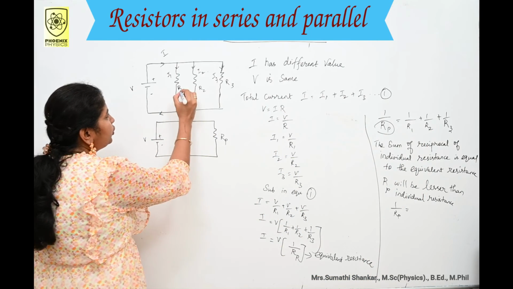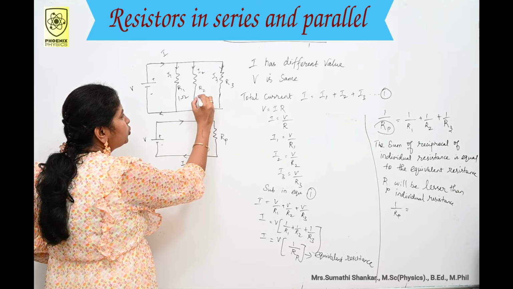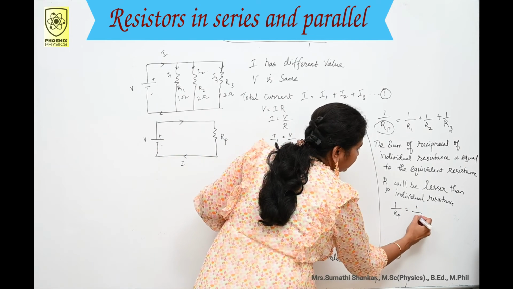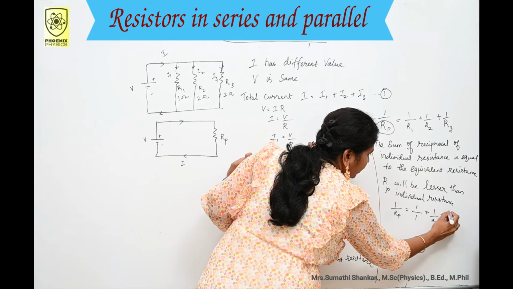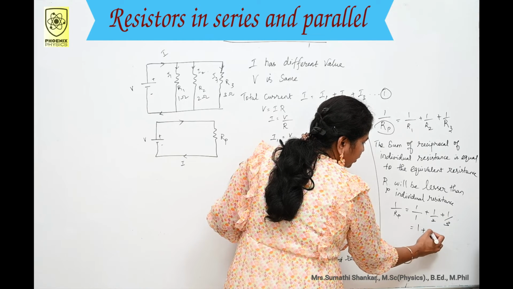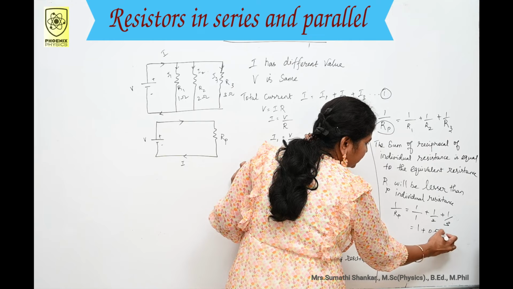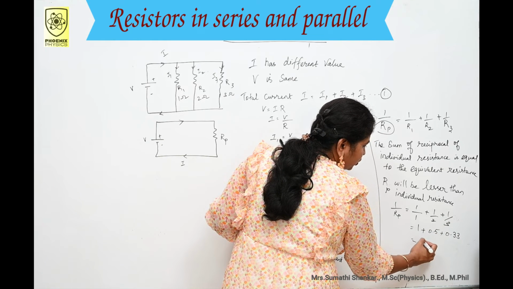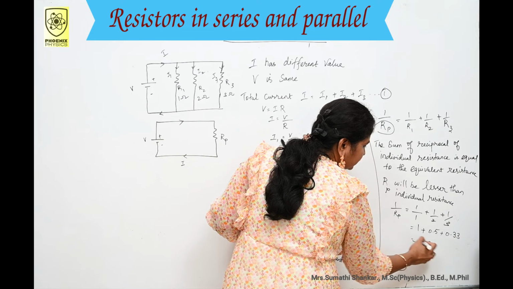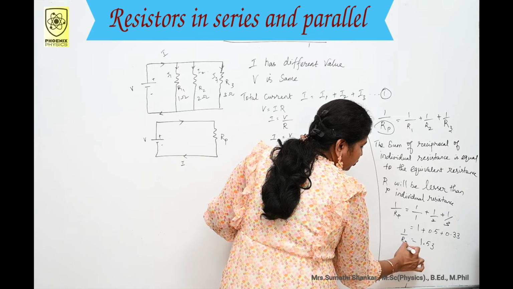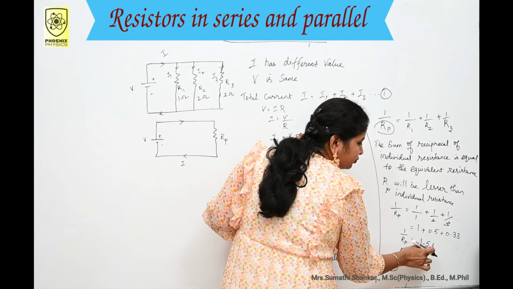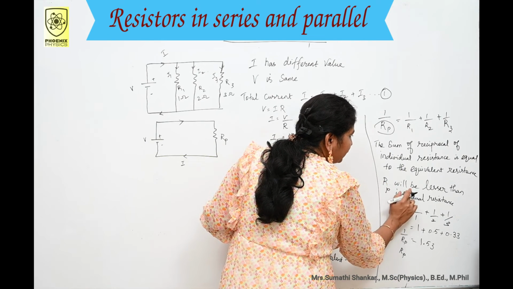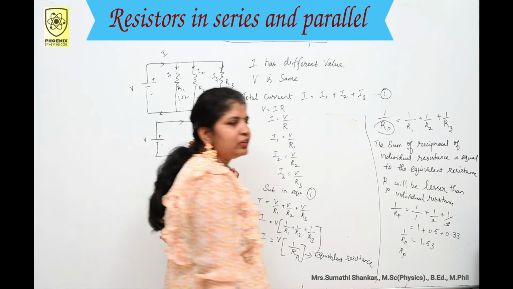For example, take R1 as 1 ohm, R2 as 2 ohm and R3 as 3 ohm. Then how do you write? 1 by 1 plus 1 by 2 plus 1 by 3. Values 1 plus 0.5 plus 0.33. You can get 1.83. This is 1 by Rp. So Rp we can get as 0.5. That is why we said Rp will be lesser than the individual resistance.